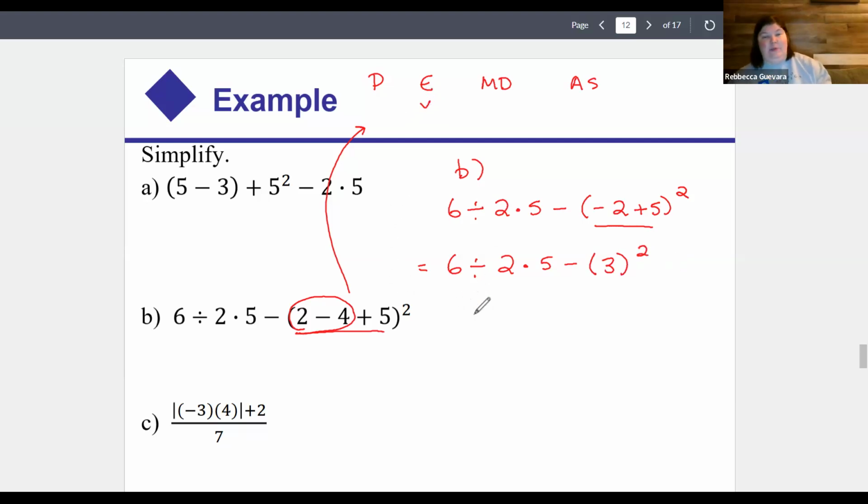Now we go on to exponents. We only have one, 3 squared, in 6 divided by 2 times 5 minus 3 squared. So that is just going to be 9.